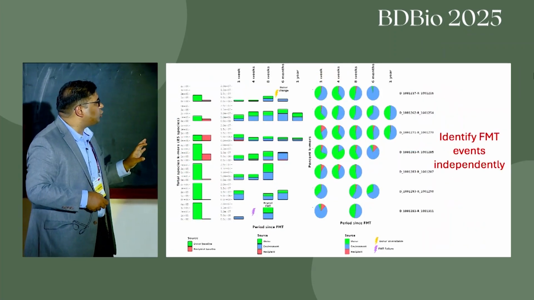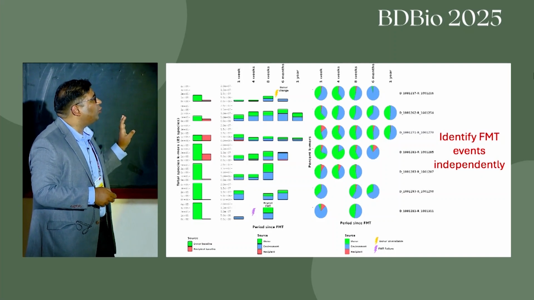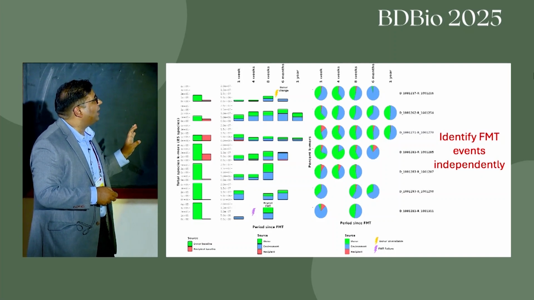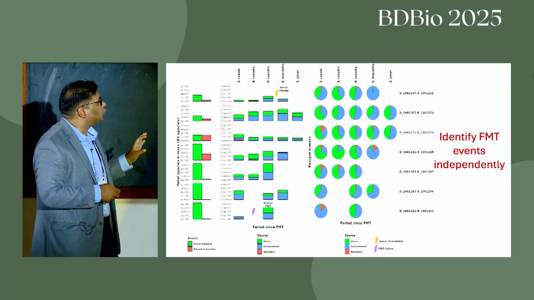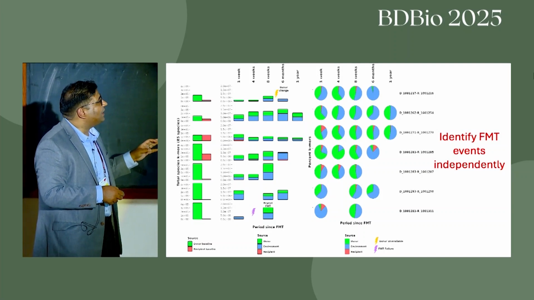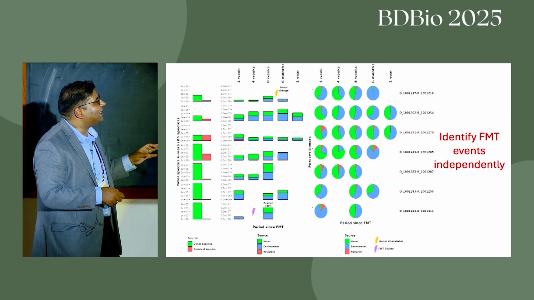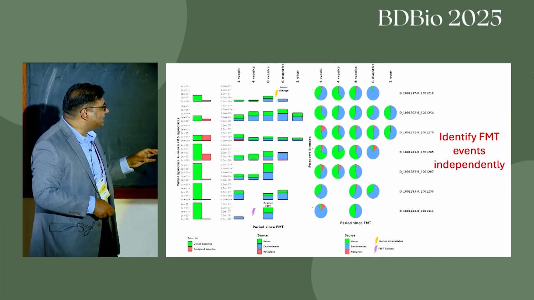So let me just show quickly some results. Earlier we were doing culturing, but let me just show here. This is a classic example of FMT, where you did the FMT. At this point, the person was good, and then they had a relapse and you changed the donor. But I can identify it very clearly with my approach itself here, that the donor contribution is high and it suddenly goes away.